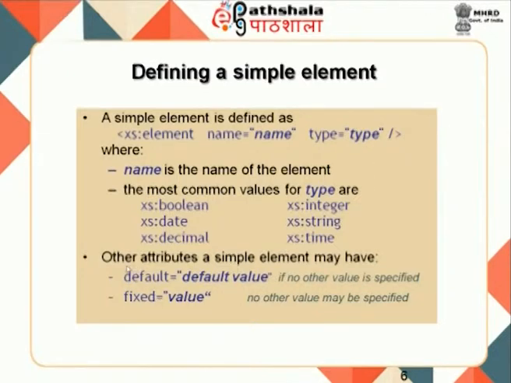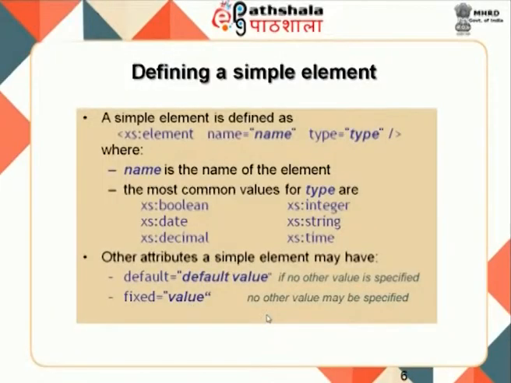Here you can see that the other attributes a simple element may have are default and fixed. The simple element may have a default value, so if no value is specified, this default value will be taken. And a simple element may have a fixed value, so no other value can be specified, and it is going to take the same fixed value.